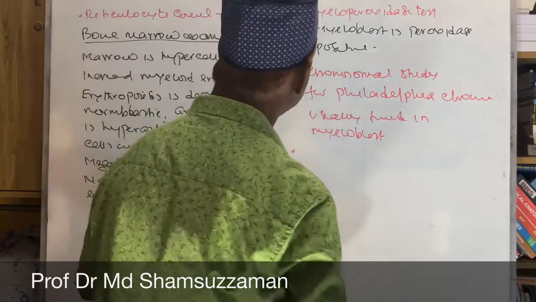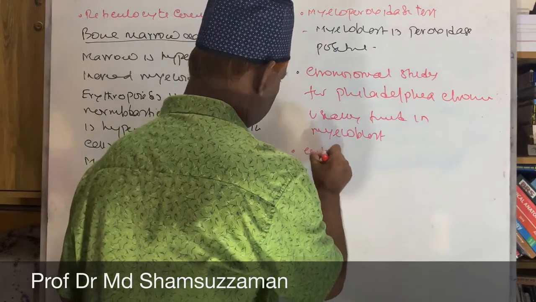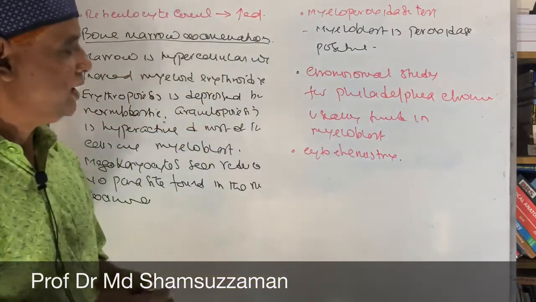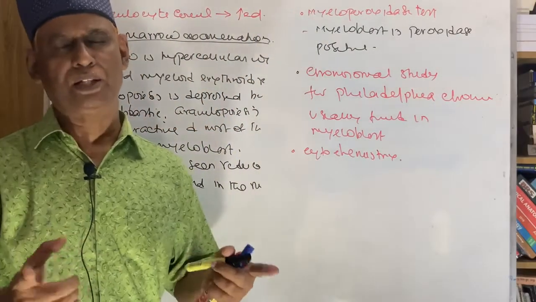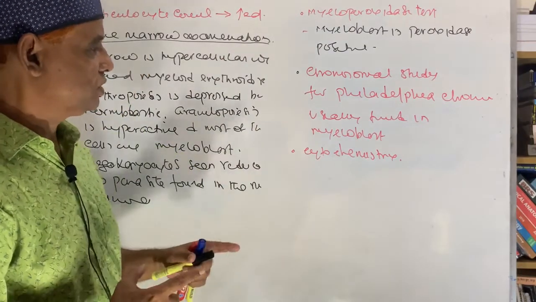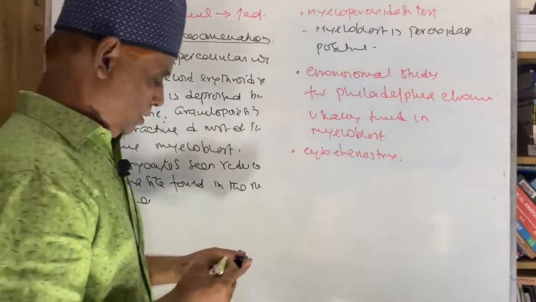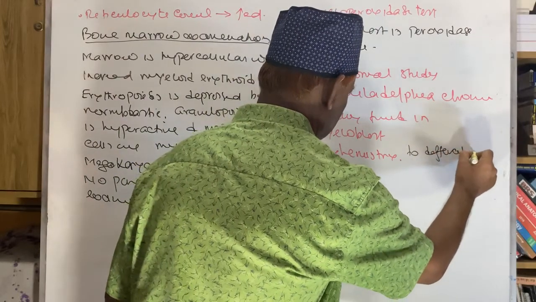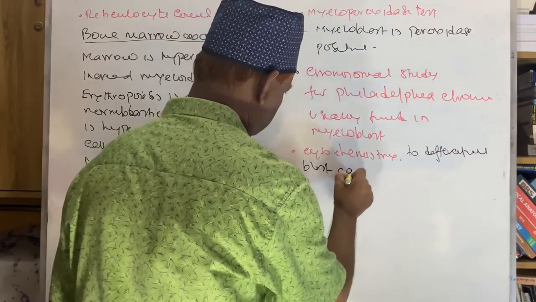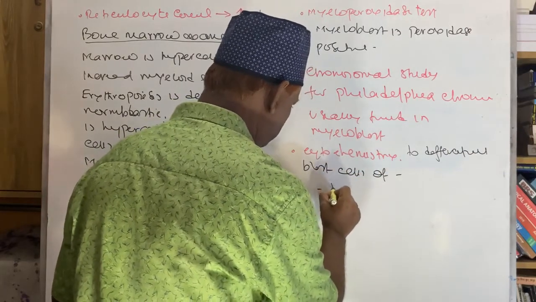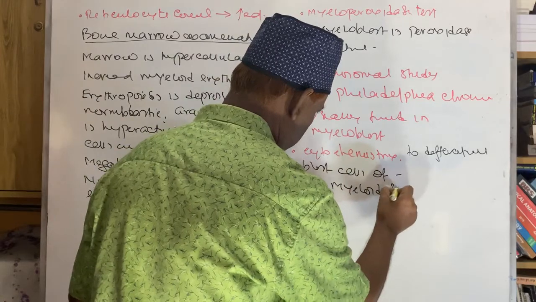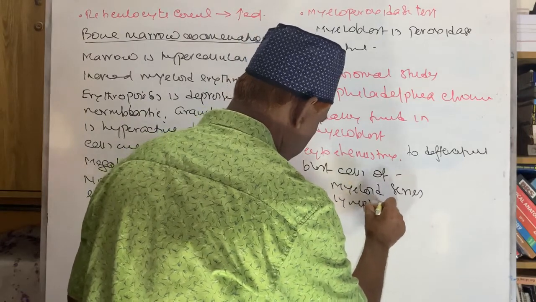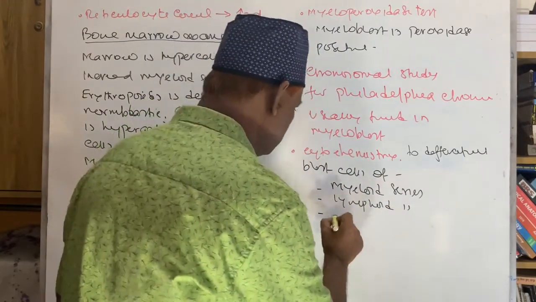Then we have to do cytochemistry. We do cytochemistry here again to differentiate the blast cells of the myeloid series, the blast cells of the monocyte series, and the blast cells of the lymphoid series.